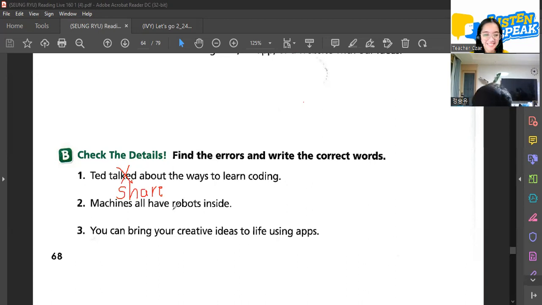Okay, what do you think here? So machines all have robot inside? No, I will show you. Robot, or coding? It is connected to coding, but it is computer. Yes, it's computer. Can you read your answer?